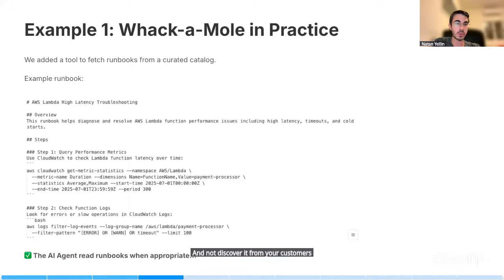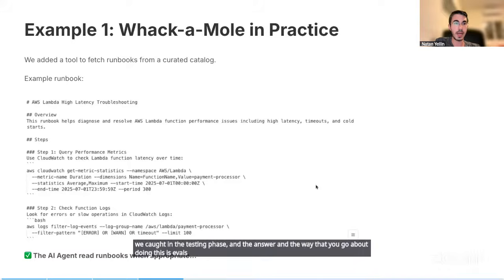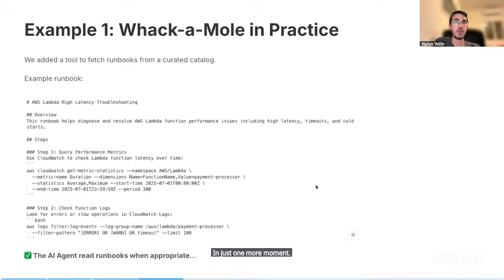So this was something that, of course, we want to catch in the testing phase. And the answer and the way that you go about doing this is evals. And we'll speak about that in just one more moment. I want to give one more example first.